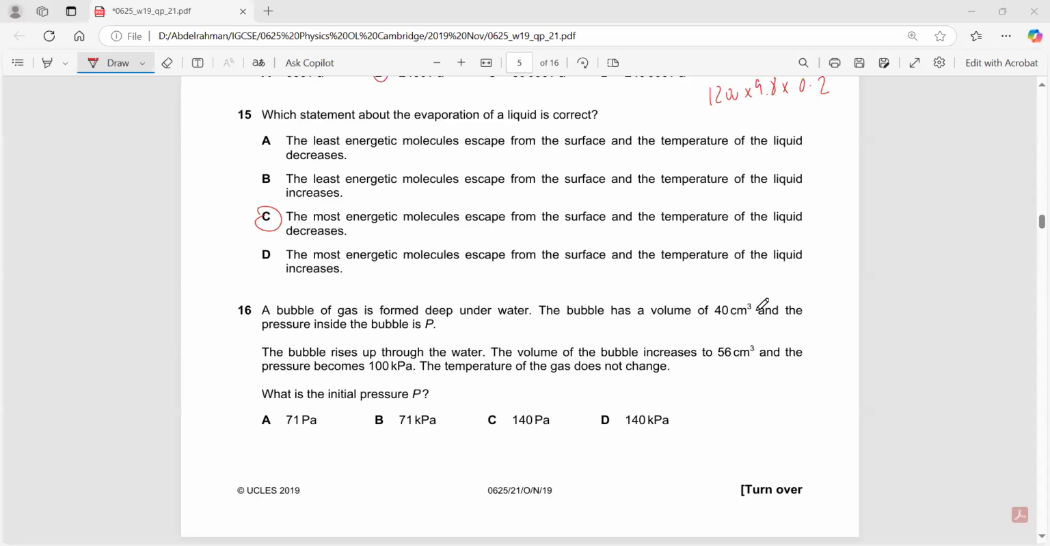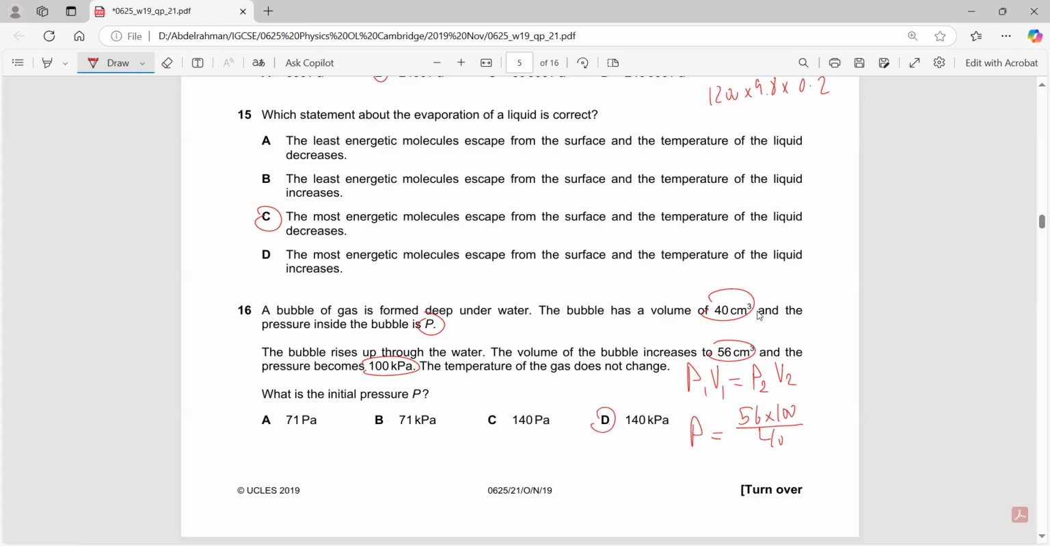A bubble of gas is formed deep underwater. The bubble has a volume of 40 centimeters cubed and the pressure inside the bubble is P. The bubble rises up through the water, the volume increases to 56 and the pressure becomes 100 kilopascals. Can I find the initial pressure P? Yes, P1 V1 equals P2 V2. To find pressure, it would be P2 V2 over V1, which is basically 56 times 100 kilopascals over 40. The final answer would be around 140 kilopascals.